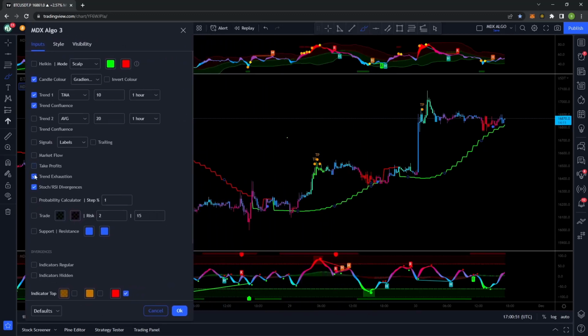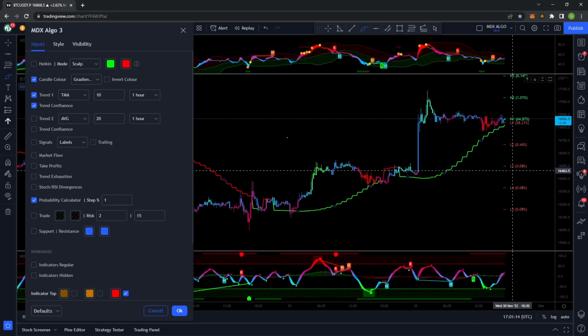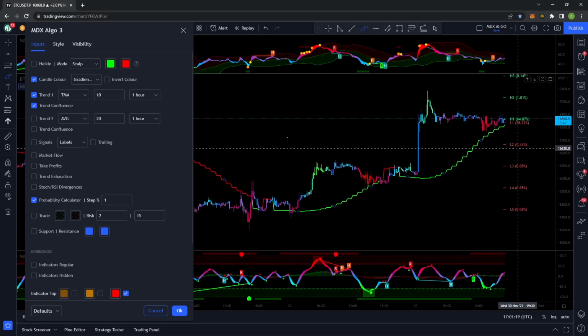Next, I'm just going to take away some of this stuff just to clean things up for you. Next is very cool. So here we have a probability calculator. And this is going to actually show us the probability of where this candle is going to make it to. Right now it's set to step 1%. So all of these targets are 1% apart.